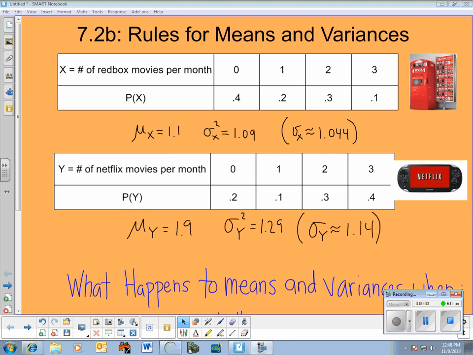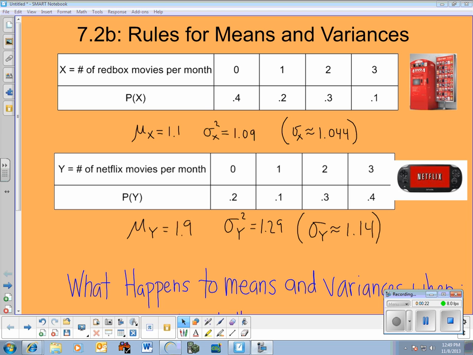So, my fellow students of statistics, today's topic is what's going to happen to our means and variances slash standard deviations when we manipulate our numbers. Here are two distributions. We have two random variables.